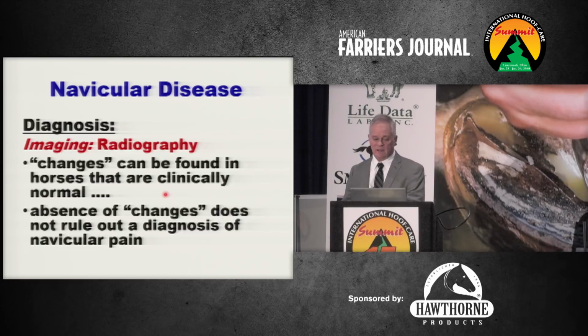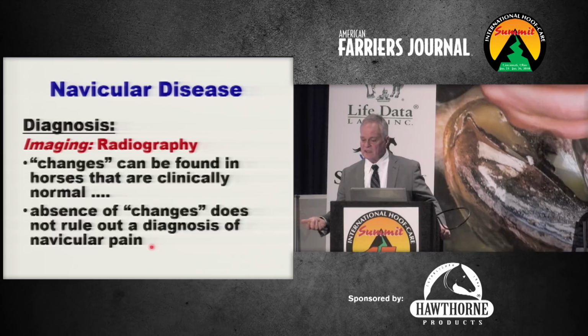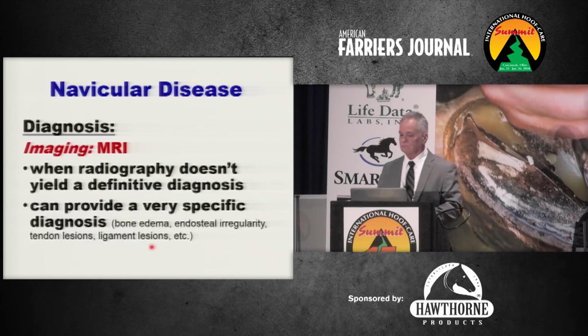Right? But really understand that if you have a horse that has a history and physical findings, blocks out like it, and then radiographs normal, that's actually a good thing, because that means at least we're not seeing bone changes yet. It doesn't mean the horse doesn't have bursal pain or tendon pain or cartilage problems or ligament pain. It just means the bone appears healthy at that time.